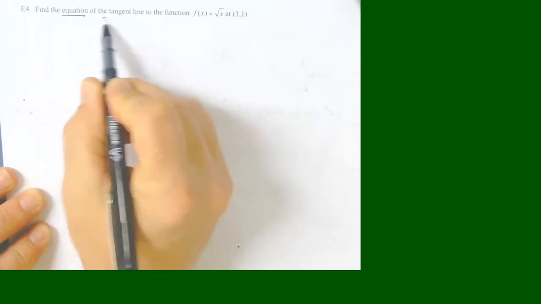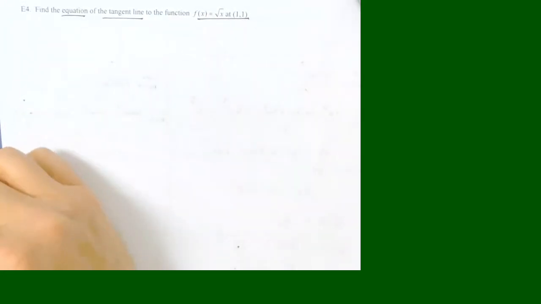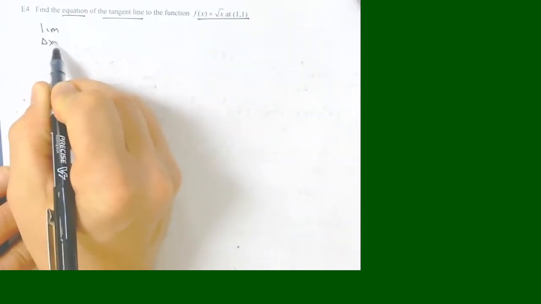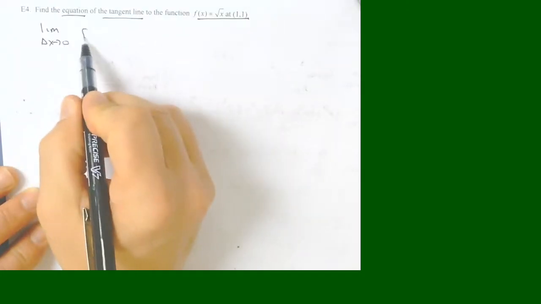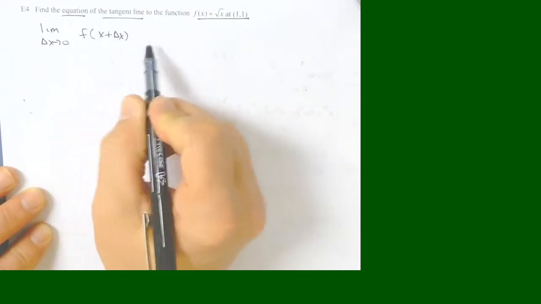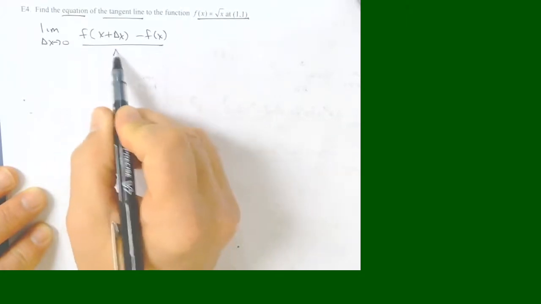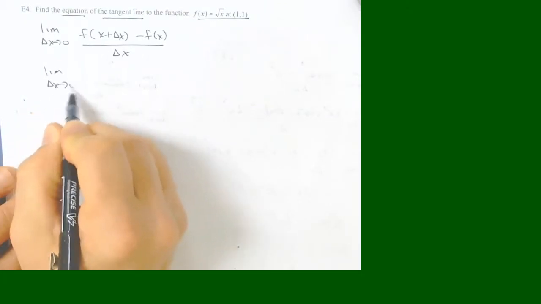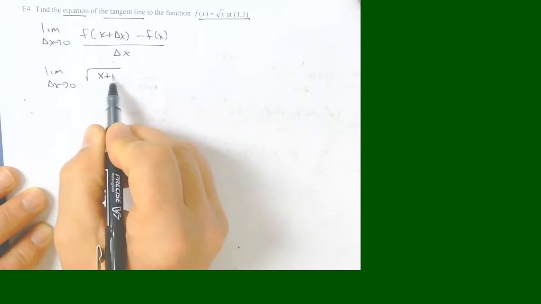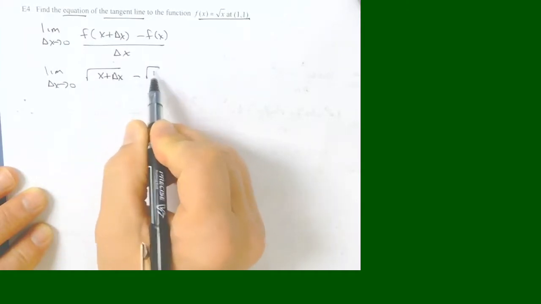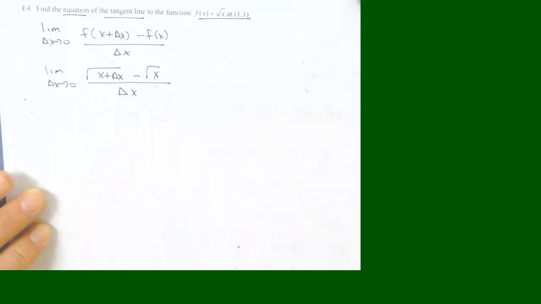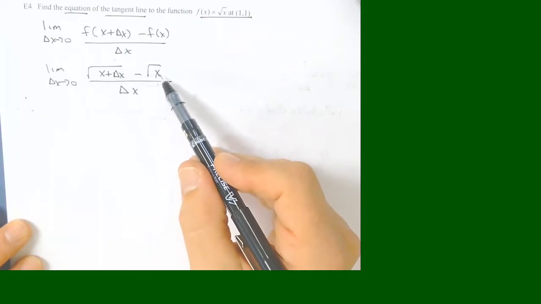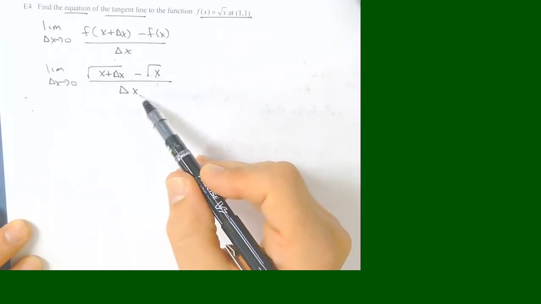Find the equation of a tangent line to a function at a point. Let's find the slope. The limit as delta x goes to 0 of f of x plus delta x minus f of x, all over delta x. The limit as delta x goes to 0 of the square root of x plus delta x minus the square root of x, over delta x. Direct substitution yields root x minus root x, which is 0 over 0.